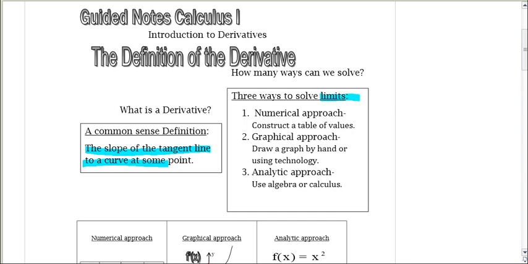For limits and for derivatives, we have three different approaches to solve them. Basically the first one is the numerical approach. That's using a table. The second one is the graphical approach. That's drawing a graph by hand or using technology and then finding the slope of a tangent line to a curve. Then we have the final one that everyone loves, the analytic approach. That's using algebra or calculus.